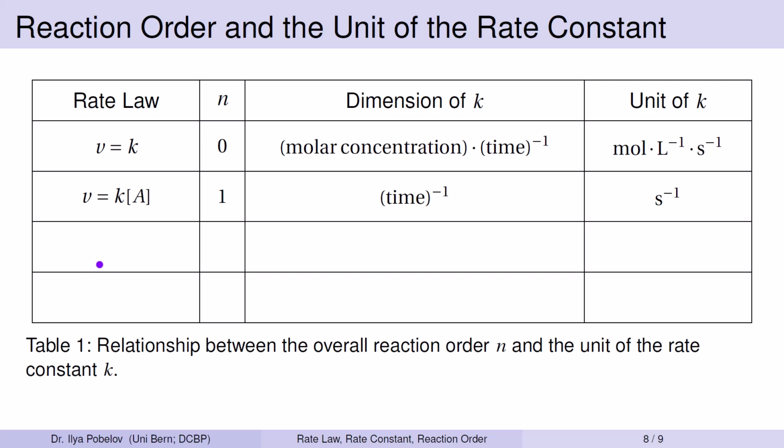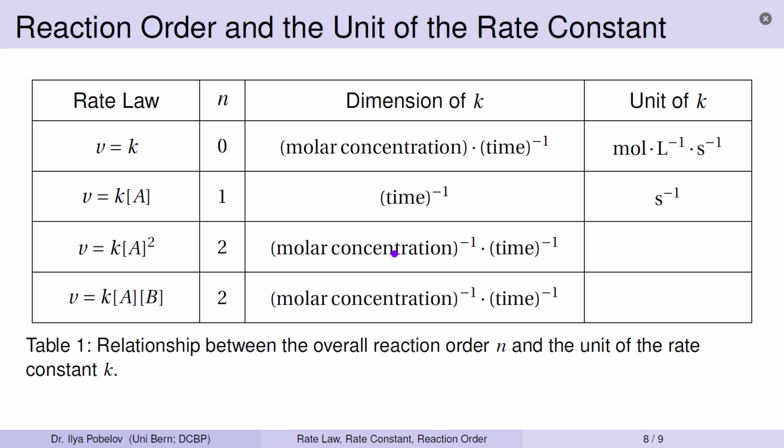Second-order reactions can involve either two molecules of a single reactant or one molecule each of two different reactants. In both cases, the rate constant k has the dimension of inverse concentration times inverse time and the unit of liter per mole per second.